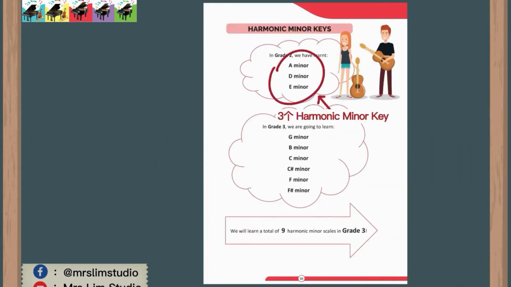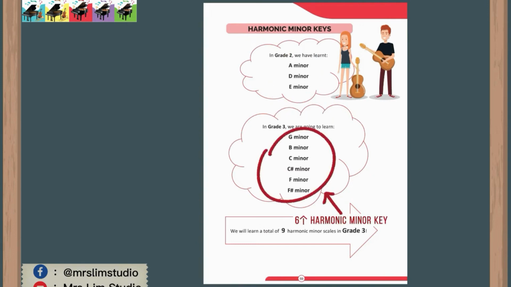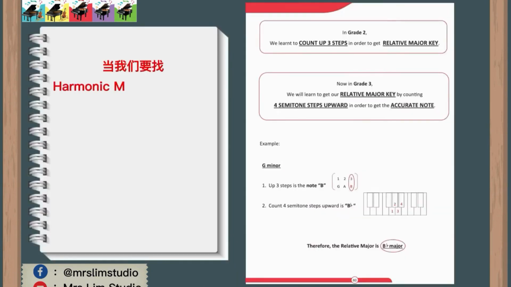In Grade 2, we learned 3 of the harmonic minor keys. In Grade 3, we will learn 6 more. Altogether, we must cover 9 of the harmonic minor keys. If we want to find out the harmonic minor scale, the first step is to figure out its relative major key.